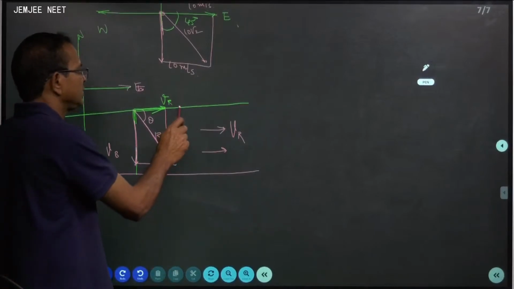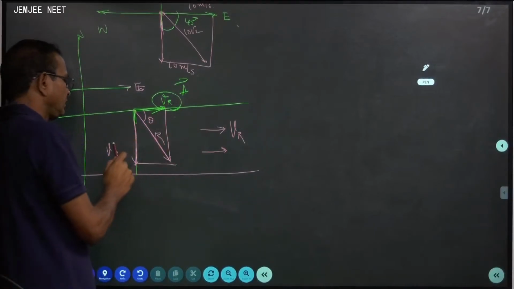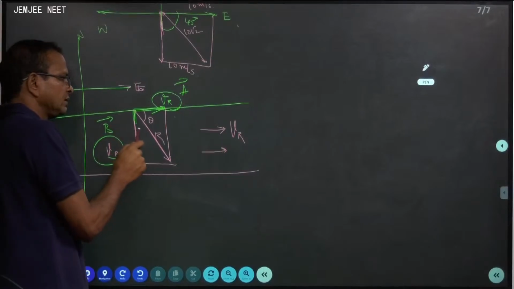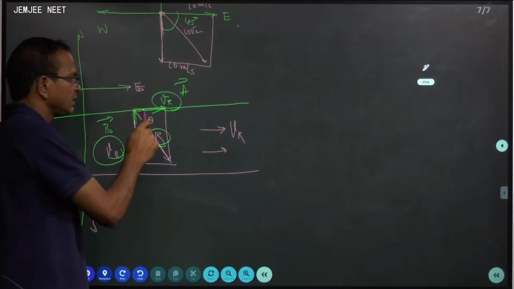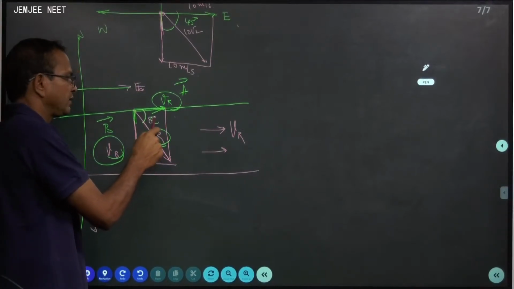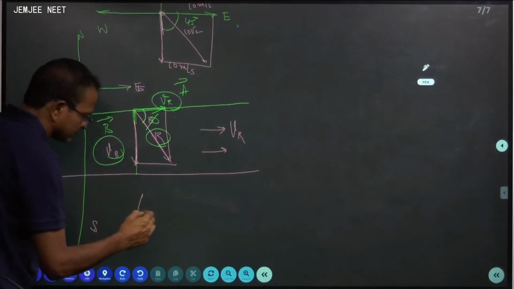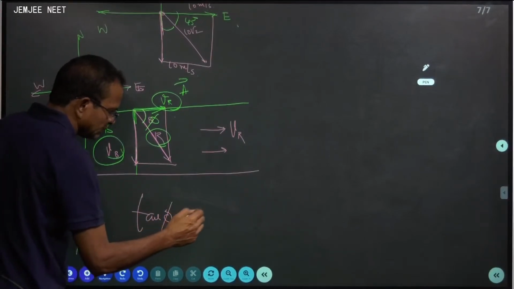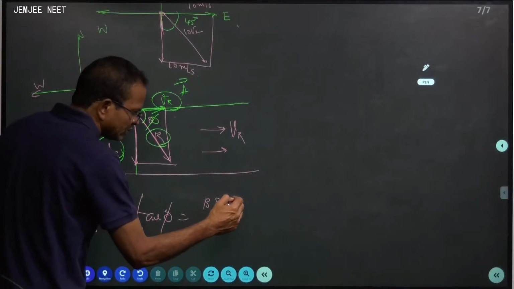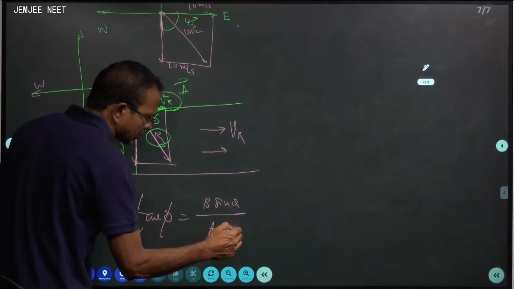Now this is my A vector. This is my B vector. This is the R vector. Now phi. Tan phi is equal to B sin theta divided by A plus B cos theta.